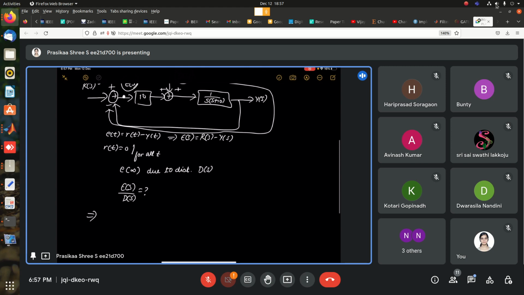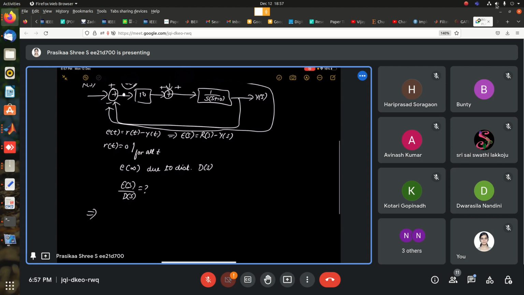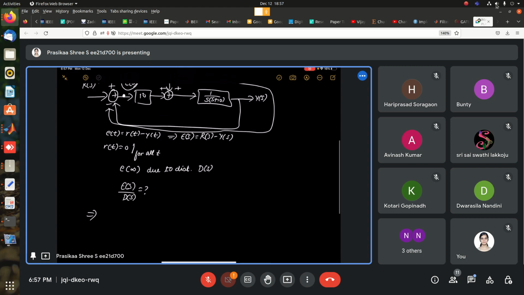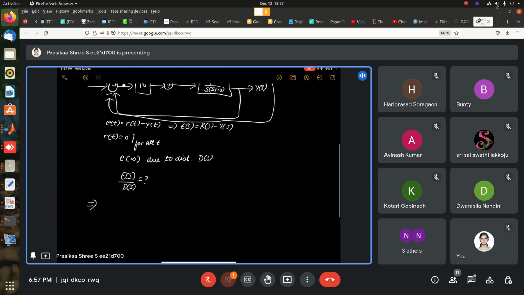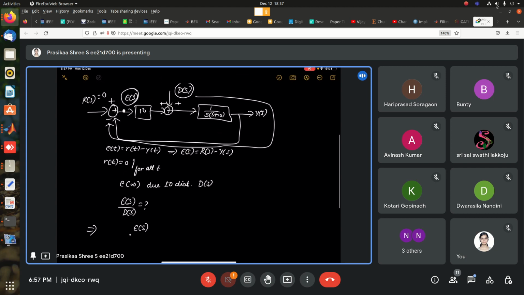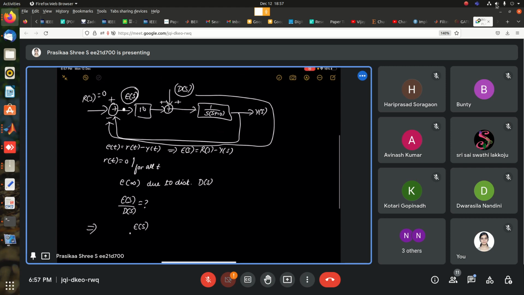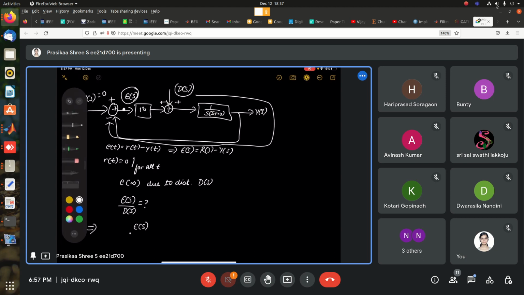Okay. So when r of s is equal to 0, you can redraw this as, here you have only e of s. This is equal to 0. So anyway, have it as 0 only.